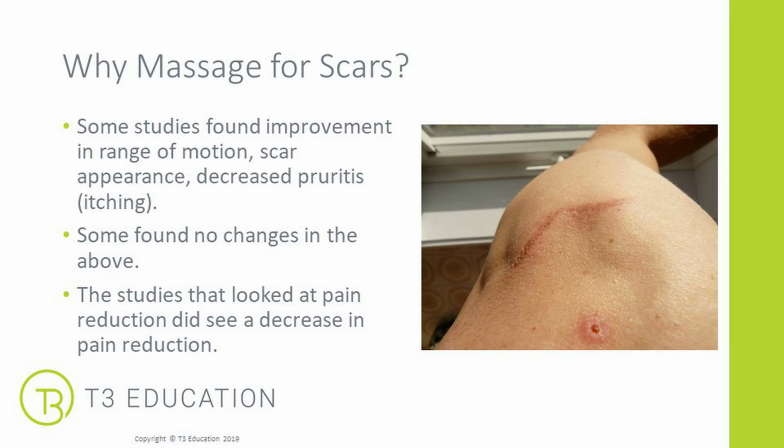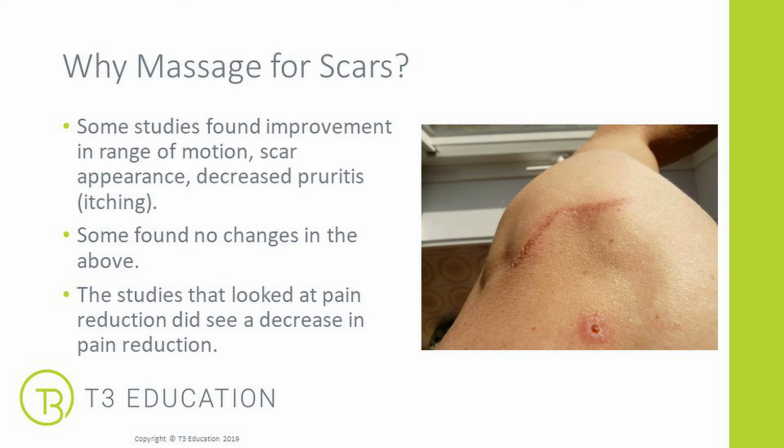Some studies did find an improvement in range of motion, scar appearance, and decreased pruritus, which is that severe itching around a scar. Then other studies found there was no change in any of the above. The small studies that did look into pain reduction did see a decrease in pain after scar massage. Now we know massage itself is great for pain reduction generally, so it's difficult to know whether it was a general massage session or whether it was focused specific scar massage.